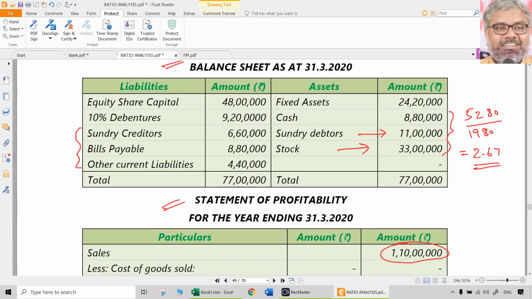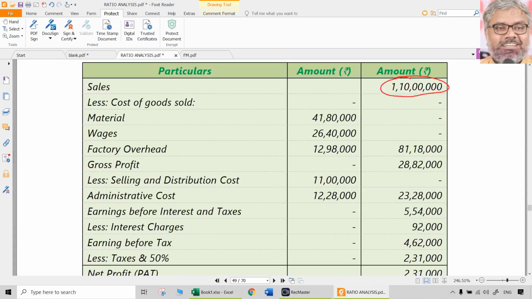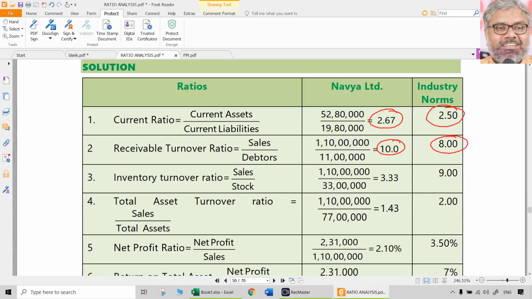Stock is how much? 33 lakhs. So 1 crore 10 lakhs divided by 33 lakhs. Correct, 3.33. That is the inventory turnover ratio, whereas the industry norm is 9 times. So here Navya Limited is definitely not doing well.